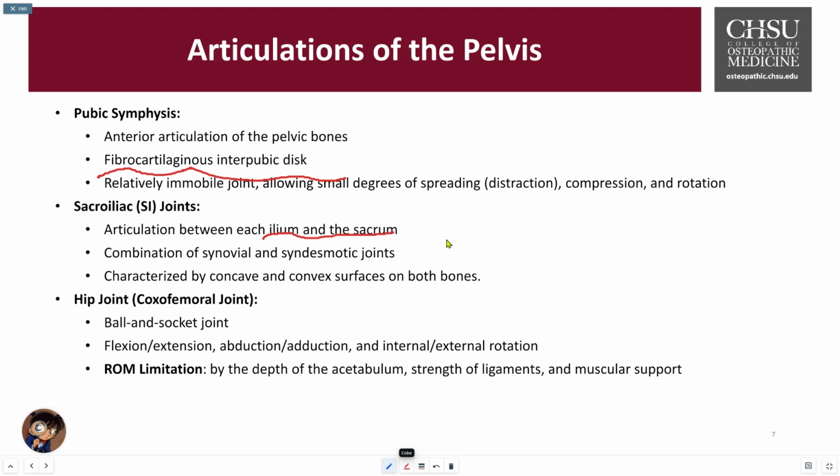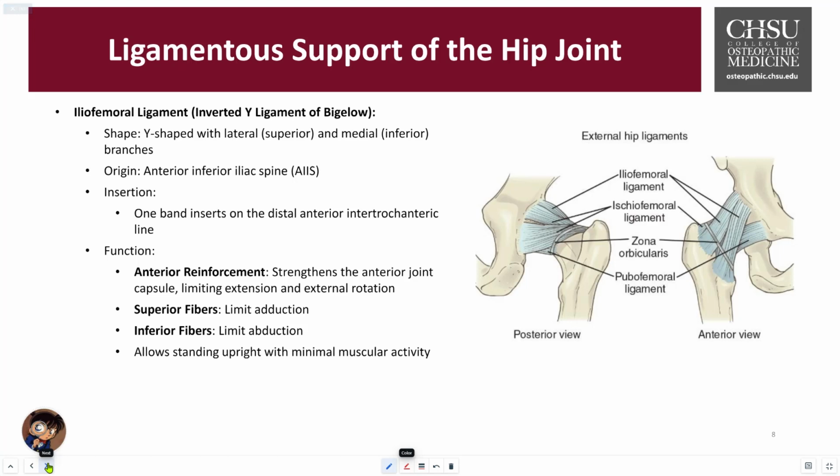And then we also have the hip joint, also known as the coxofemoral joint. This is a ball and socket joint that permits a majority of motion. So there's flexion, extension, abduction, adduction, internal and external rotation. The range of motion is limited based on three key factors: the depth and integrity of the acetabulum, the strength of the ligaments around the hip, and also several kinds of muscular support inside the lower limb.